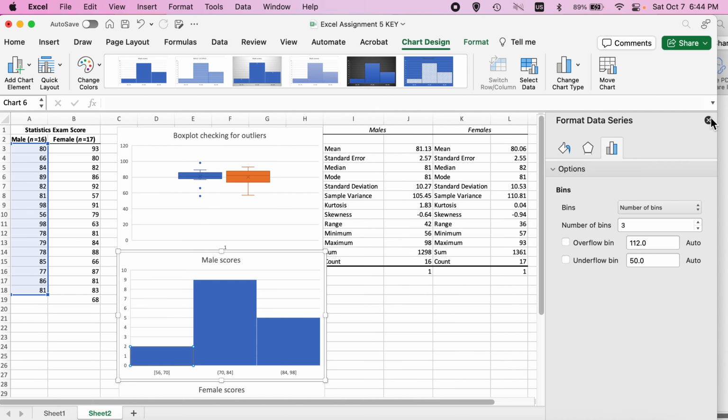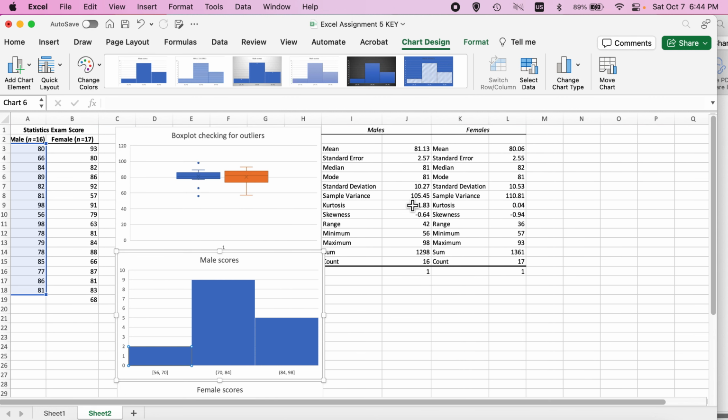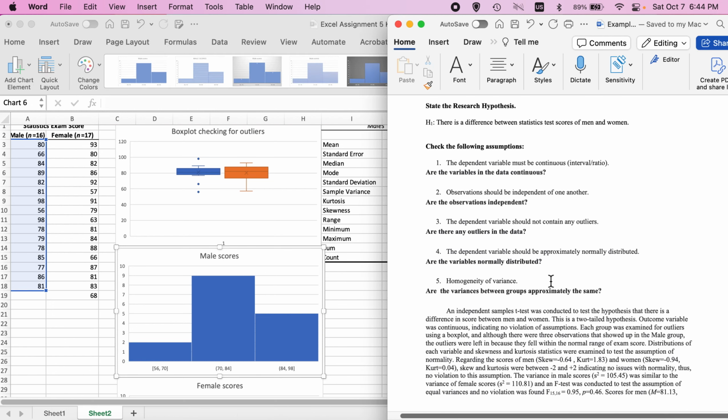So you do need these histograms to get an idea of how the data are spread out. But these numbers give you a little bit more information to tell you whether you have a problem. And I would say no, you don't have a problem with normality. So that assumption has not been violated.